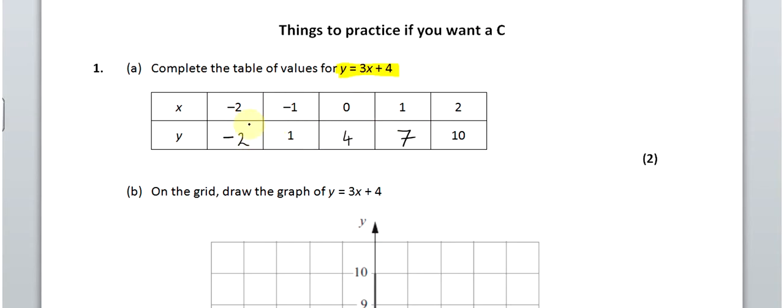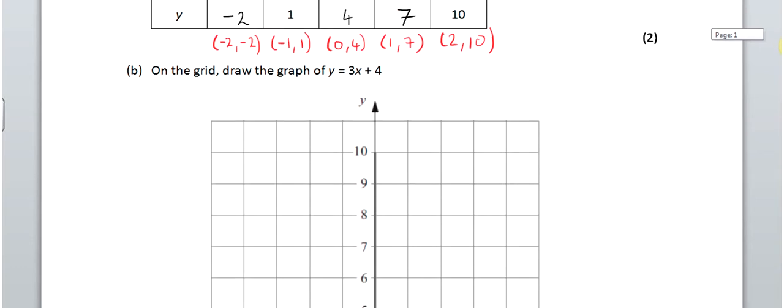Now, each column is a pair of coordinates, so the first coordinate is the x, so that's minus 2, and then the y, which is also minus 2. This column here, the x is minus 1, and the y is 1. The x is 0, and the y is 4. The x is 1, and the y is 7, and so on. And then you plot them.